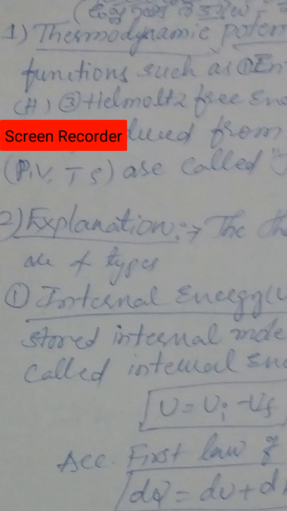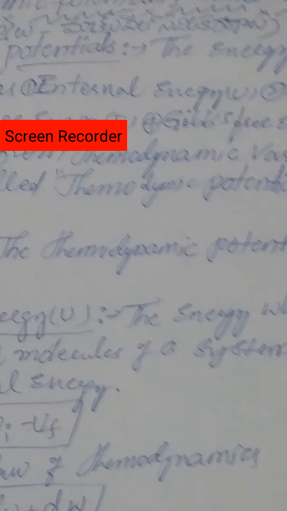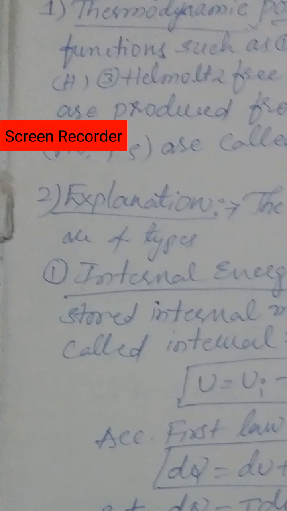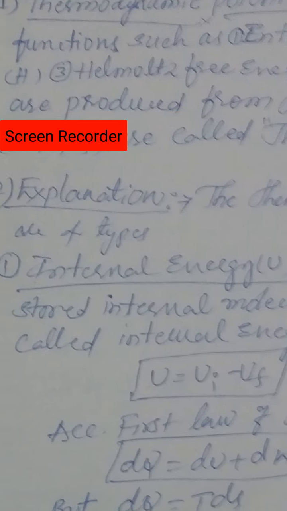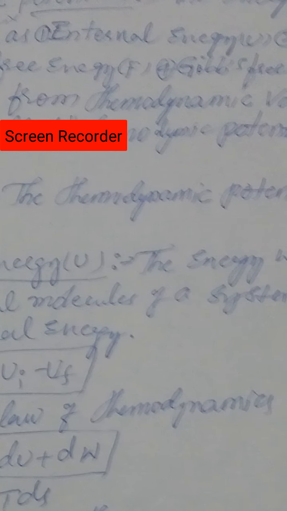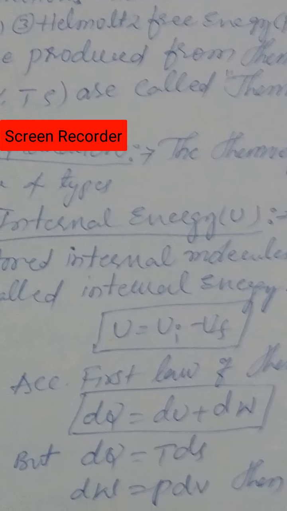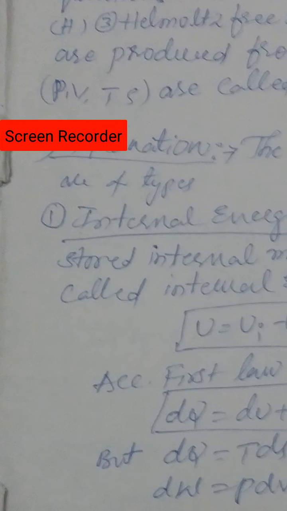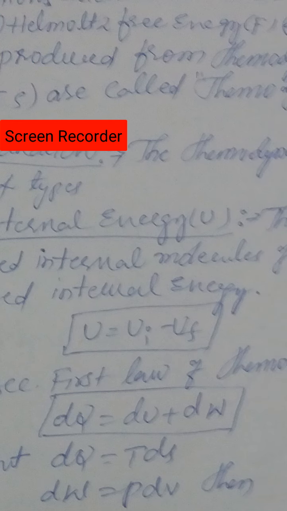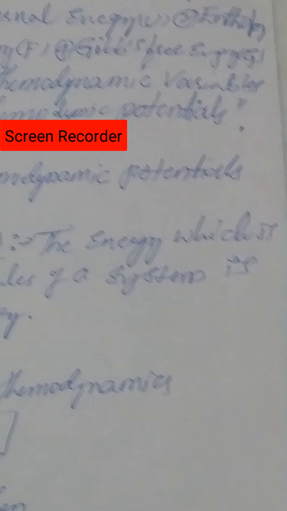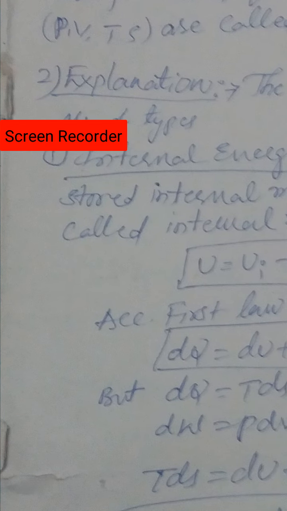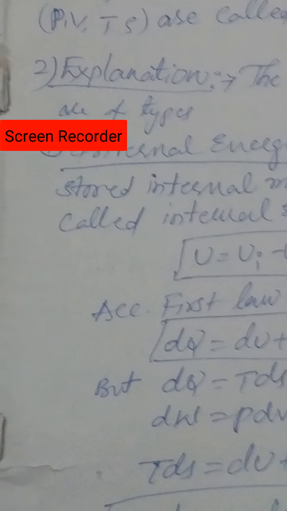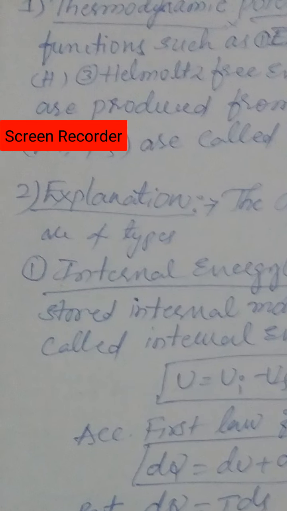the energy functions such as enthalpy, internal energy, Helmholtz free energy, Gibbs free energy. These are all expressed in terms of thermodynamic variables such as pressure, volume, temperature and entropy. These four variables are called thermodynamic potentials. So here, let us study and learn one by one gradually.